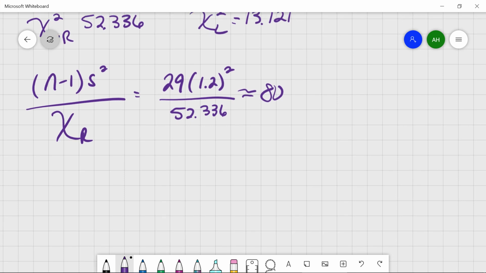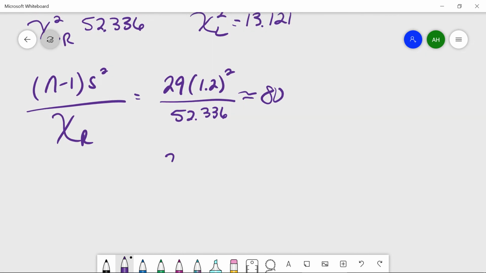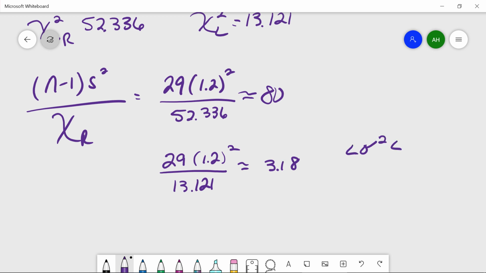Okay, and then let's look at the other one. I've got this 29 again, the 1.2 squared again, but then this is going to be divided by 13.121. Okay, so that's going to give me about 3.18. And this is going to be my confidence interval for my variance. So that variance is going to be between 0.8 and 3.18.